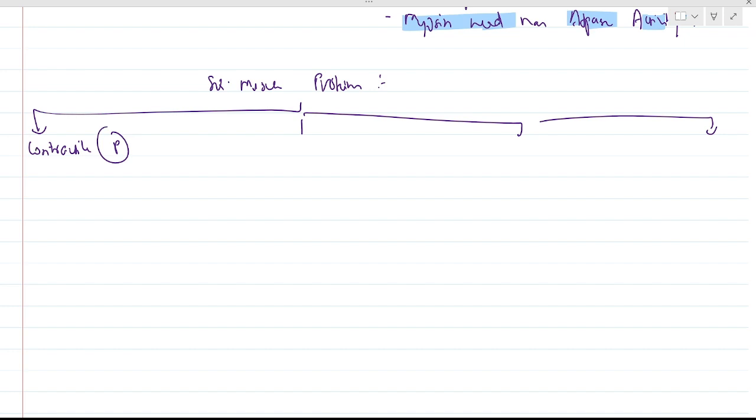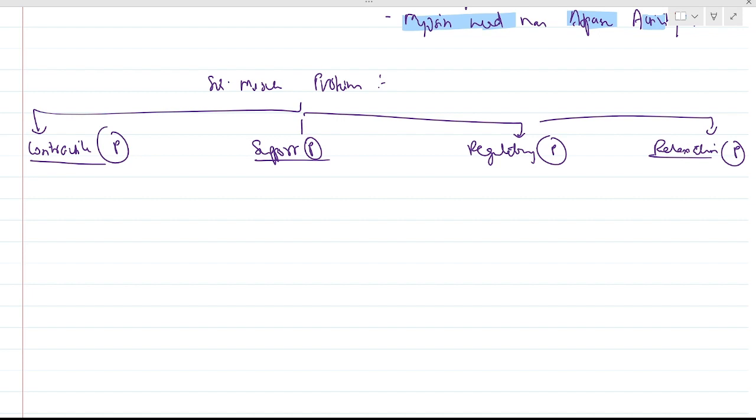Contractile proteins. Okay. Next is our support proteins. Third one is our regulatory proteins. Fourth one being our relaxation proteins. Contractile, support, regulatory, and relaxation.